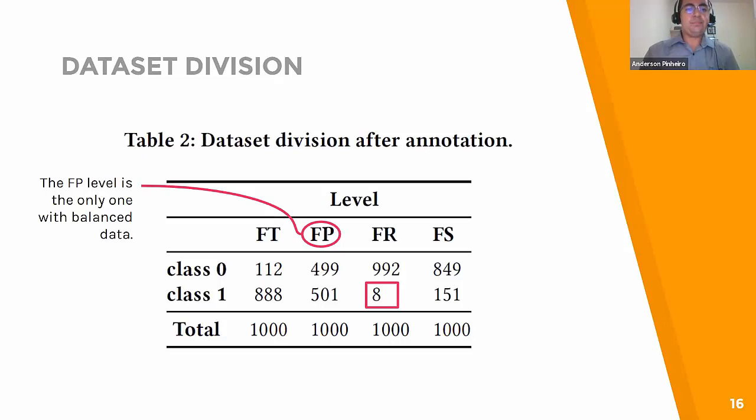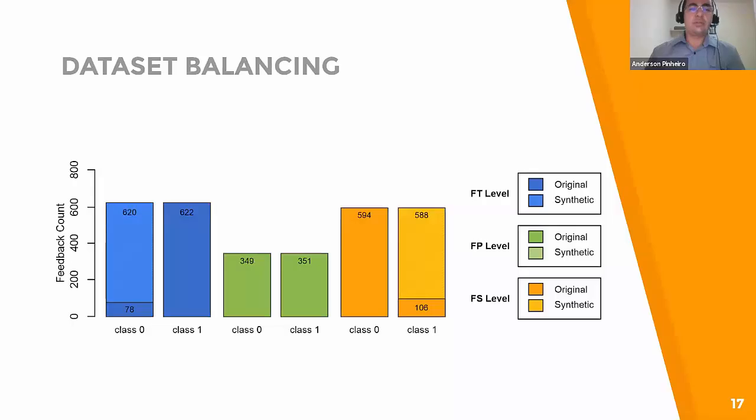And as the FT level and the FS level are unbalanced, we apply the SMOTE algorithm. Using SMOTE, we get a close number of examples for both classes. And since the FP level was already balanced, we didn't apply SMOTE at this level.